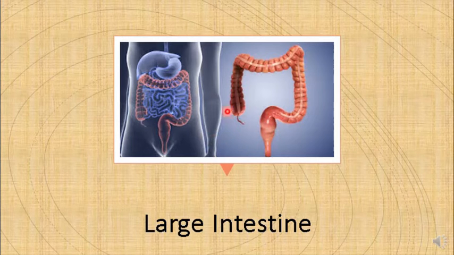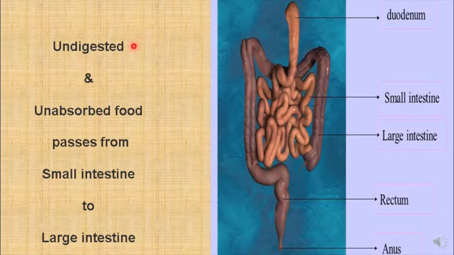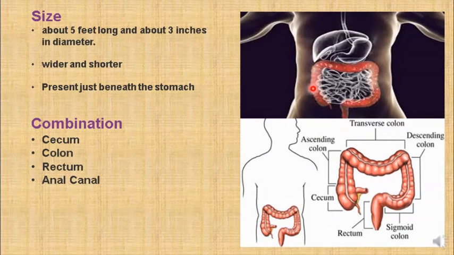Large intestine. Undigested and unabsorbed food passes from the small intestine. This is the small intestine, and it passes to the large intestine. It is the large intestine, which you can see, this red colored one. It is 5 feet long and 3 inches in diameter.